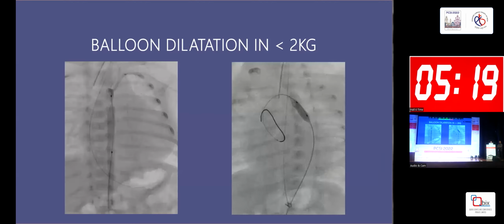This is a child who was less than 2 kilos, with a severe coarctation. It's a preterm kid, 1.1 kilos. We used a PTC balloon to dilate initially, and then a Tyshak mini balloon for dilatation for getting temporary relief. And then this child had a neonatal coarctation repair after 3 months.